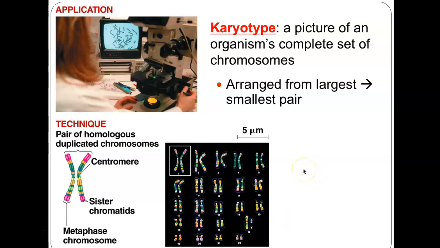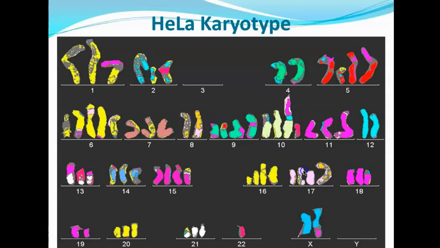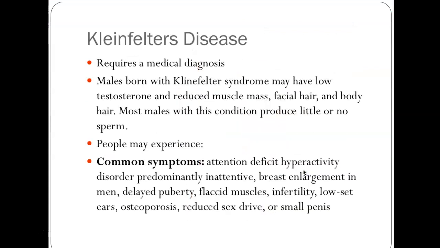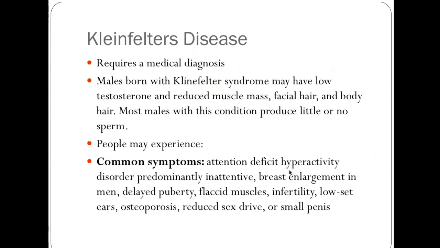What is non-disjunction and what does it result in? Non-disjunction is a failure for chromosomes to properly separate during anaphase of meiosis. It results in either extra or missing chromosomes.